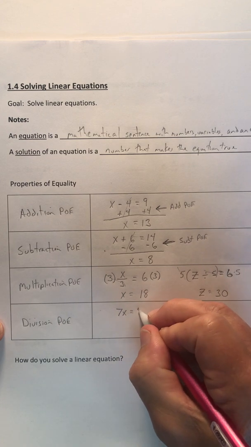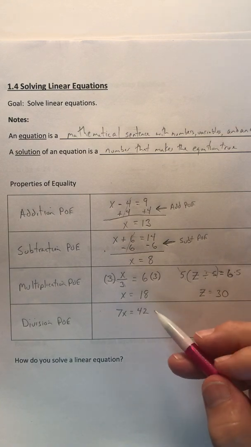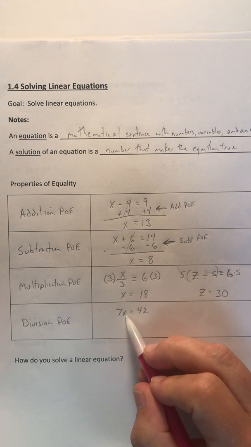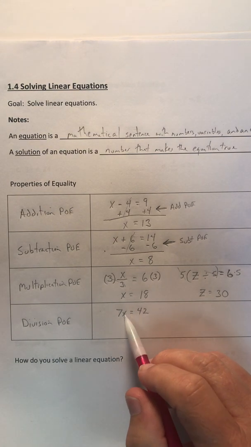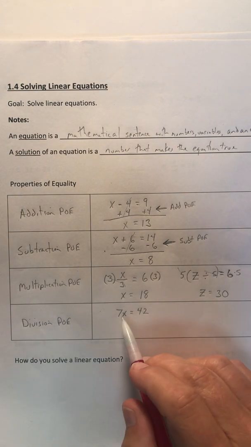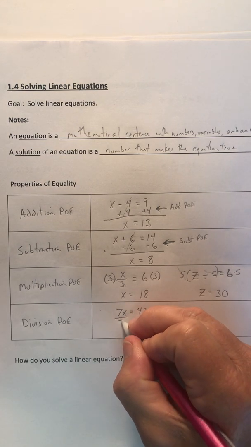7x equals 42. Okay, so again, our questions. First question is, what's the variable? The variable is x. Second question, what are we doing to the x? Well, right now we are multiplying it by 7. Third question, what's the opposite of multiplying by 7? And that will be to divide by 7. And again, that tells us what we have to do.